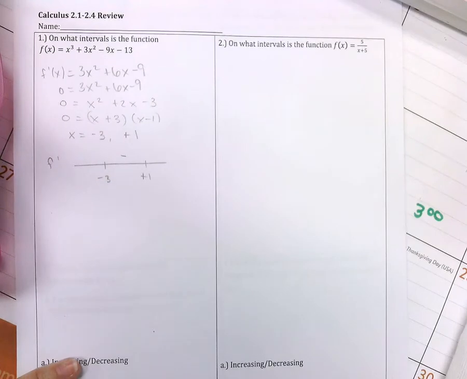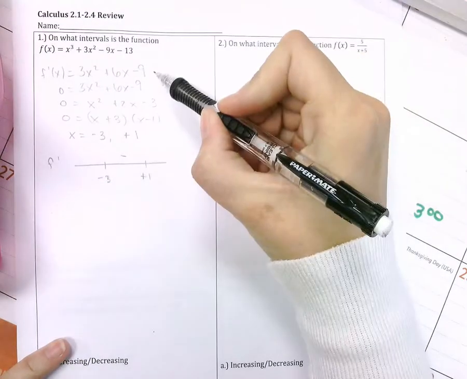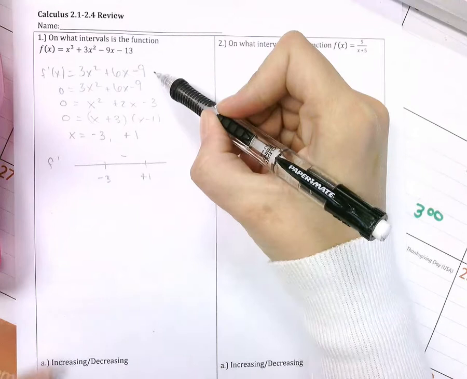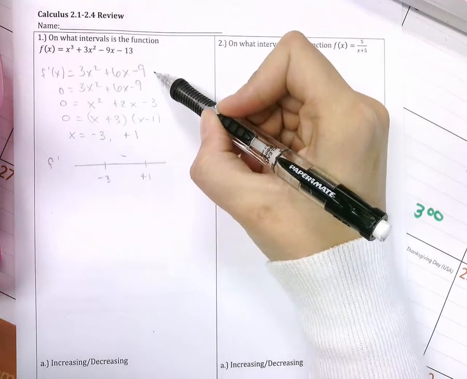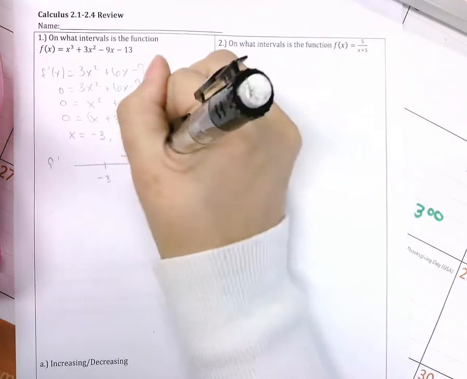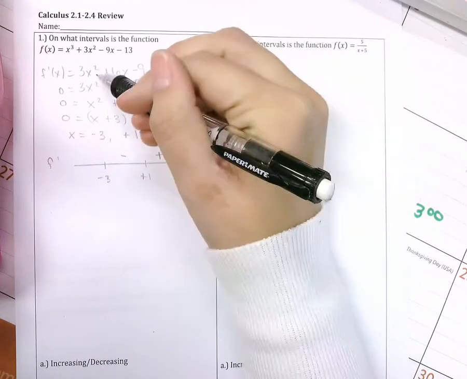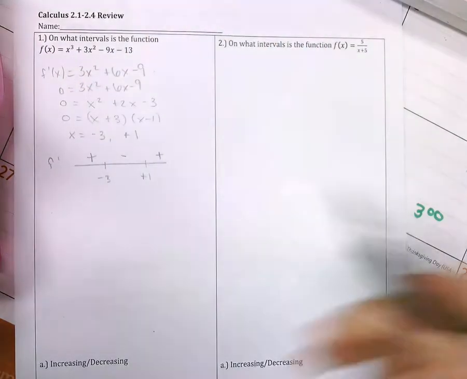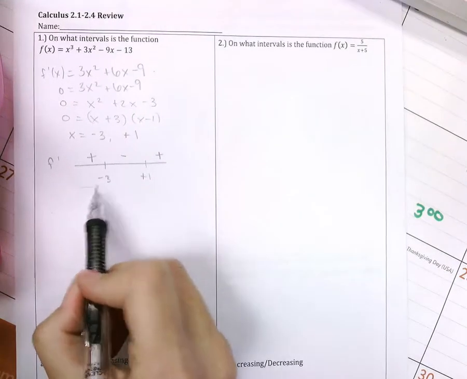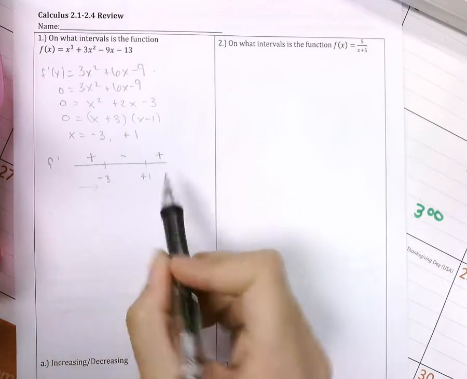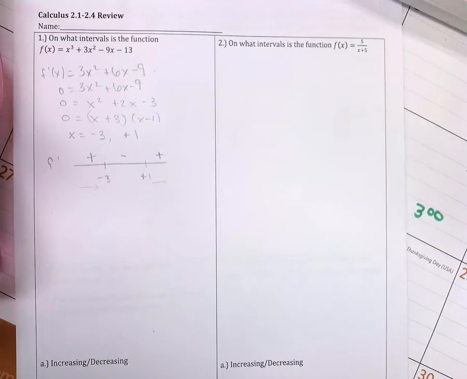If I plug in a really big number, like infinity, I'm going to wind up squaring it. So if I plug in like 100, I'm going to square 100. It's going to be really, really big positive. So this is going to be positive. If I plug in -100, I'm still going to square it, so it's still a really big positive. So it's increasing up until -3 and then after 1.